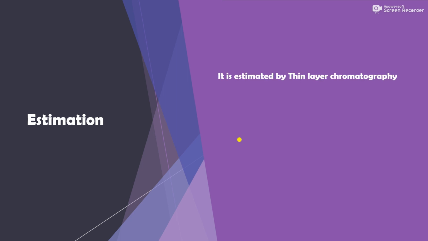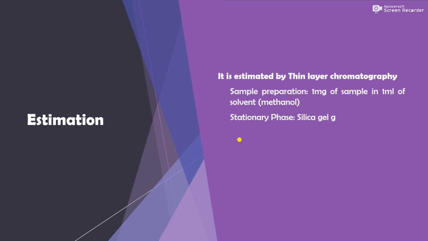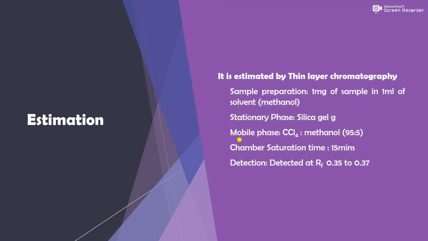It is estimated by thin layer chromatography. Sample: 1 milligram of sample in 1 ml of solvent, methanol. The stationary phase used is silica gel G. The mobile phase used is carbon tetrachloride and methanol in the ratio of 95:5. The chamber saturation period is about 15 minutes. Detection is at the Rf of 0.35 to 0.37.